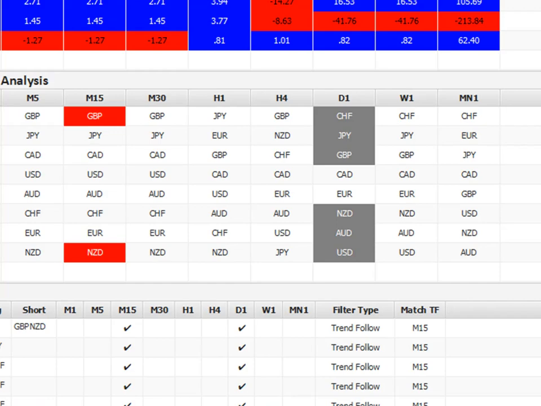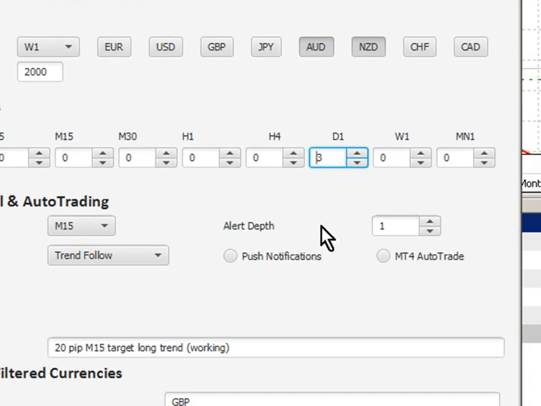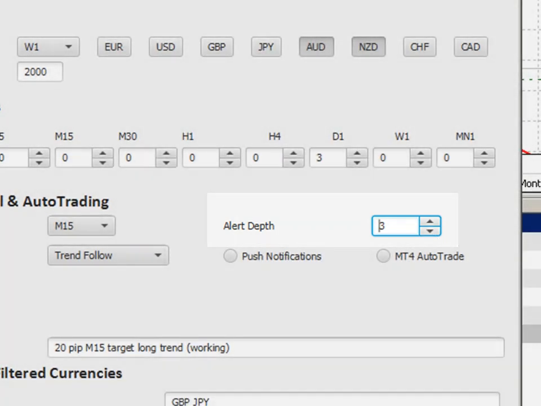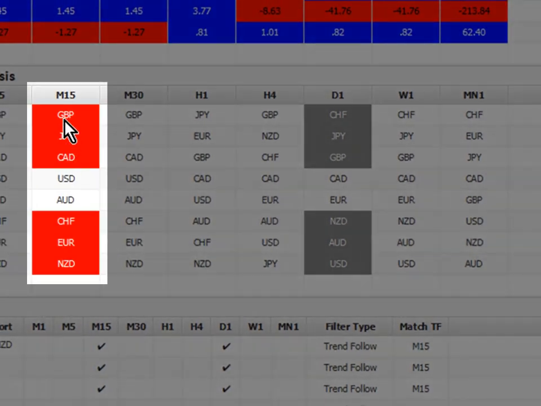And I can control this match time frame. It's called the alert depth, using this alert depth spinner parameter here. So I've now increased that to the weakest 3 currencies on the 15-minute chart and the strongest 3 currencies on the 15-minute chart. That's our match time frame.